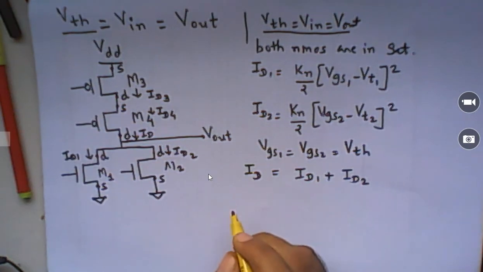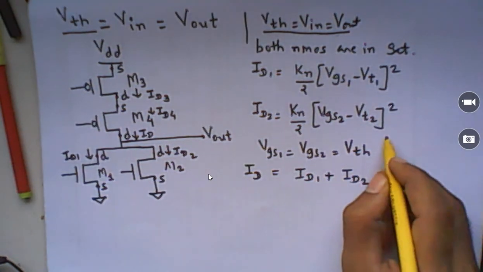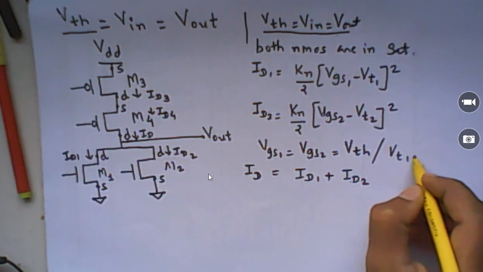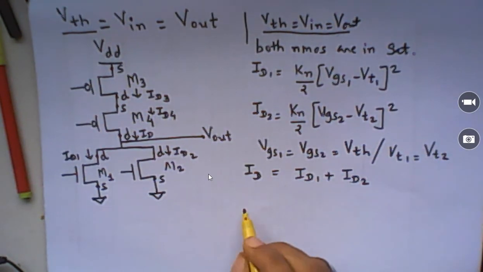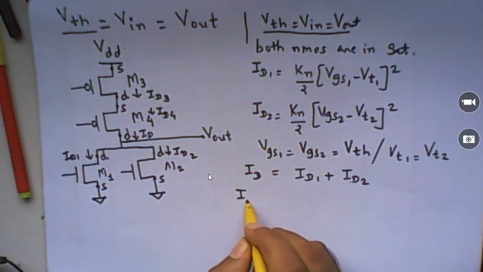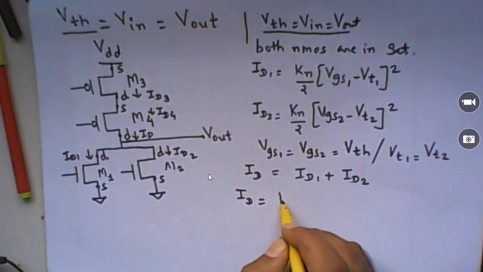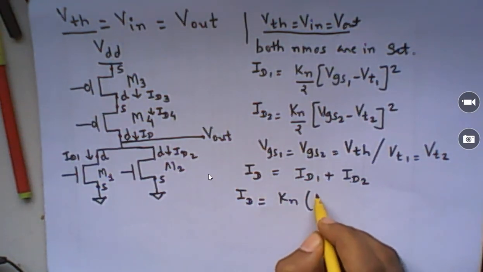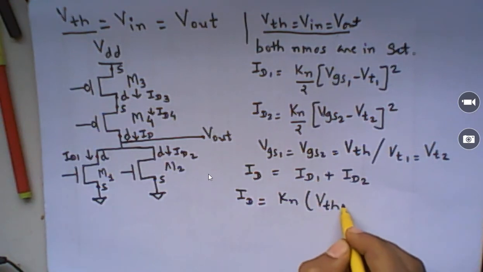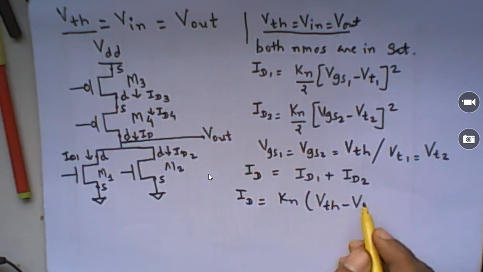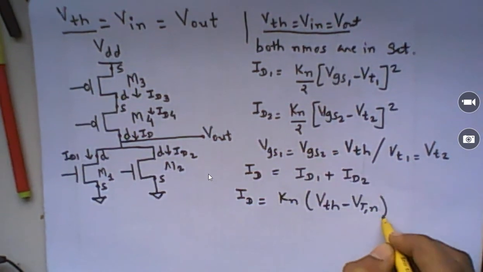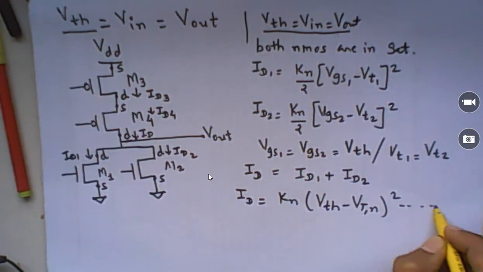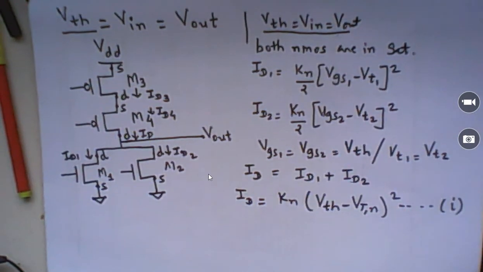So if you substitute this, and let's assume the threshold voltage of both the MOSFETs is equal, then we can say this ID current is equal to Kn times VTH minus the threshold voltage VTN of the N MOSFET, all squared. Let me call this equation 1, right?